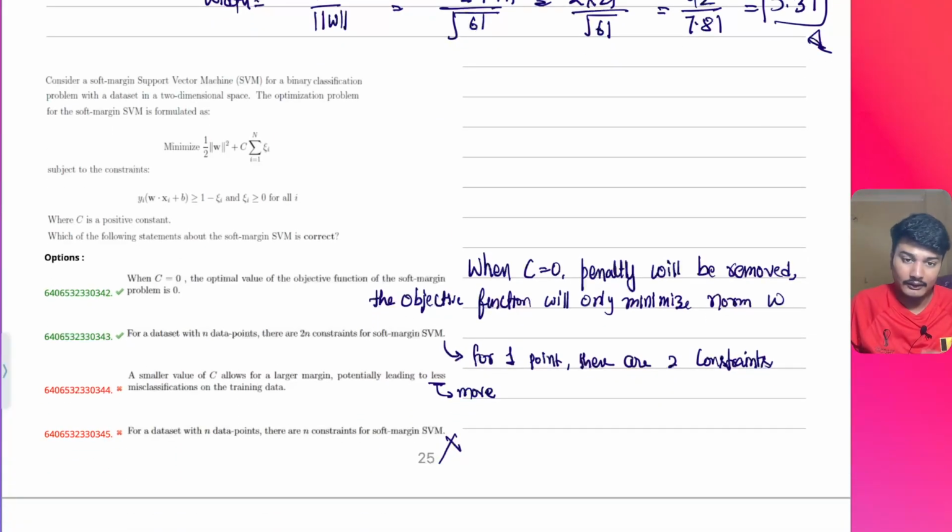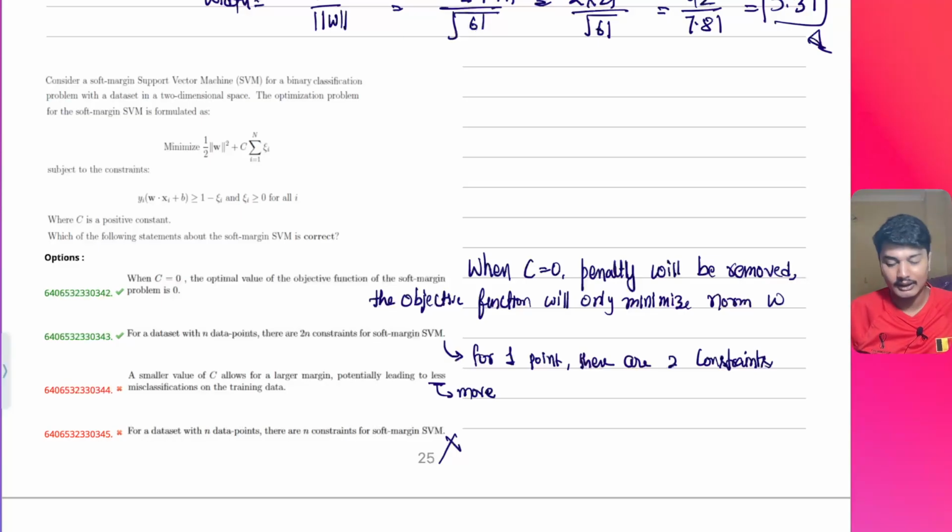Now consider a soft margin support vector machine (SVM) for binary classification, and this is the optimization equation of the soft margin SVM given with the constraints. Now the options. When C is 0, the optimal value of the objective function for the soft margin problem is 0. When C is 0, we remove the penalty, because there is no error cost. So the objective function will only minimize the norm of W. So this is the correct option.